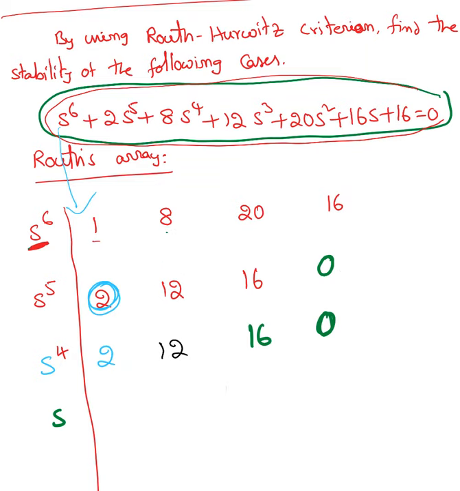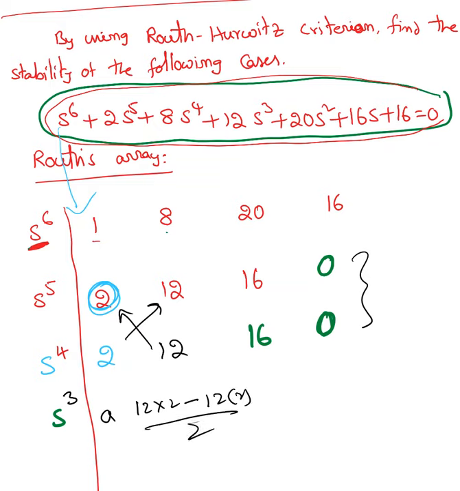Okay, now to find the next row, this is going to be s cube. So we'll skip the first row and, based on the next two rows, we're going to find the elements. So here I have 2, 2, 12, 2. So to get this, it is 12 times 2, these two, minus 12 times 2, divided by 2. Okay, so this element is 0.